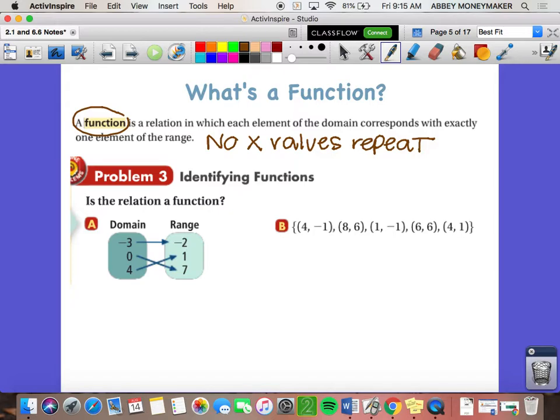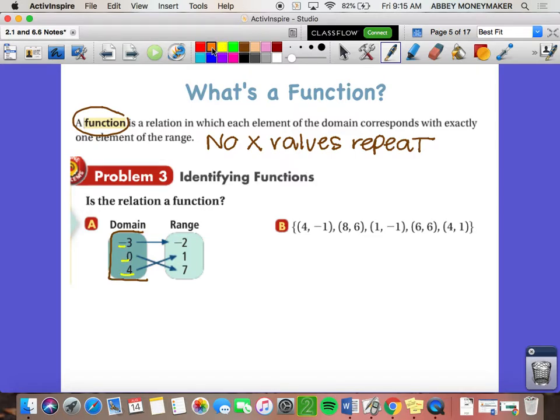That is what that whole thing says. So here, let's look at problem number 3. It says, is the relation a function? Well, all I have to do here is look at the domain. Now, this is a mapping diagram, so I'm going to have to figure out, are there multiple arrows coming from any of these x values?